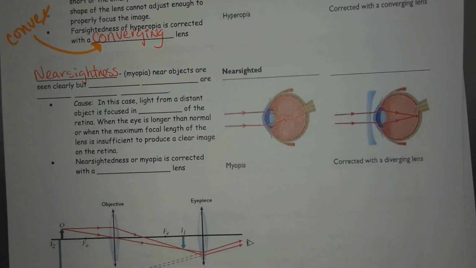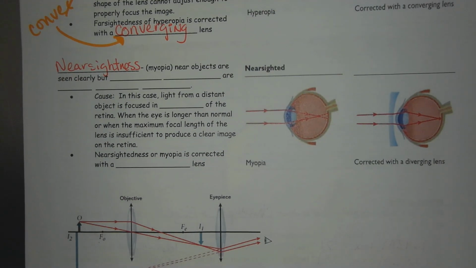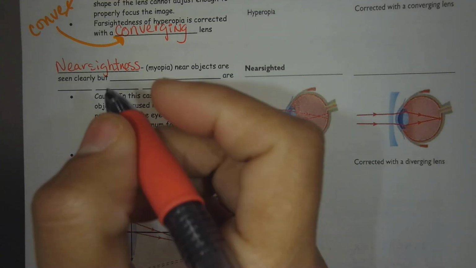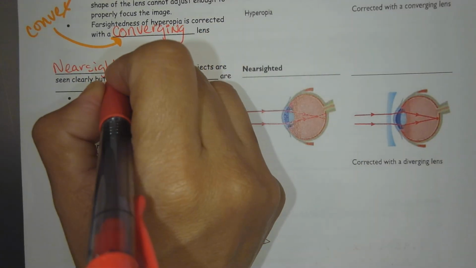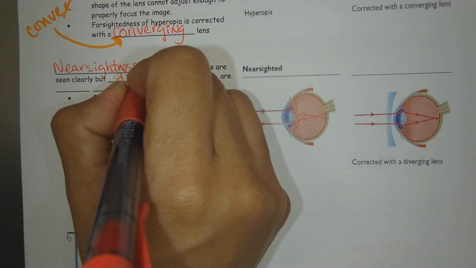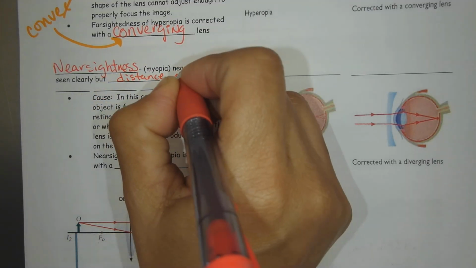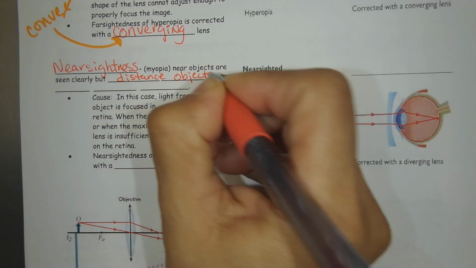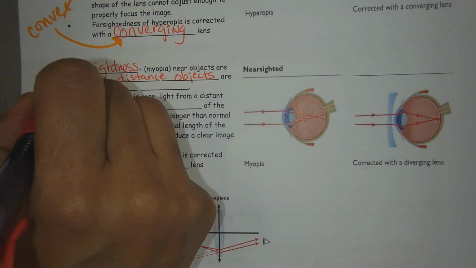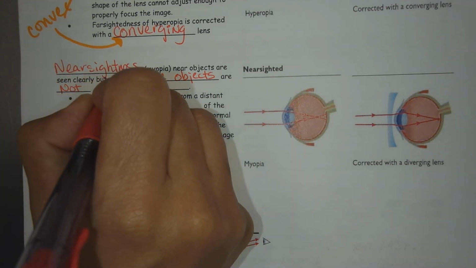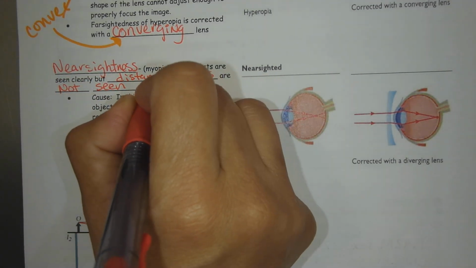Now for nearsighted people, I feel like I'm just blind practically, and I got horrible vision. But nearsighted people have myopia, where near objects are seen clearly, but distant objects are not seen clearly.